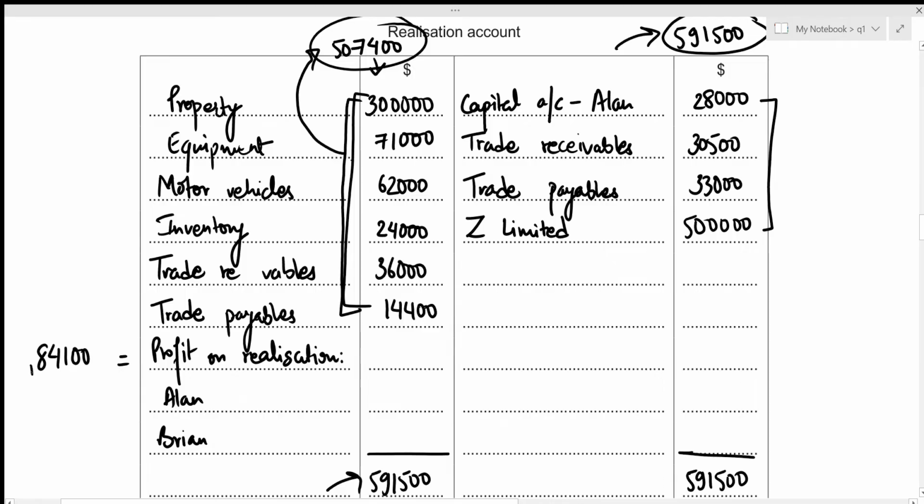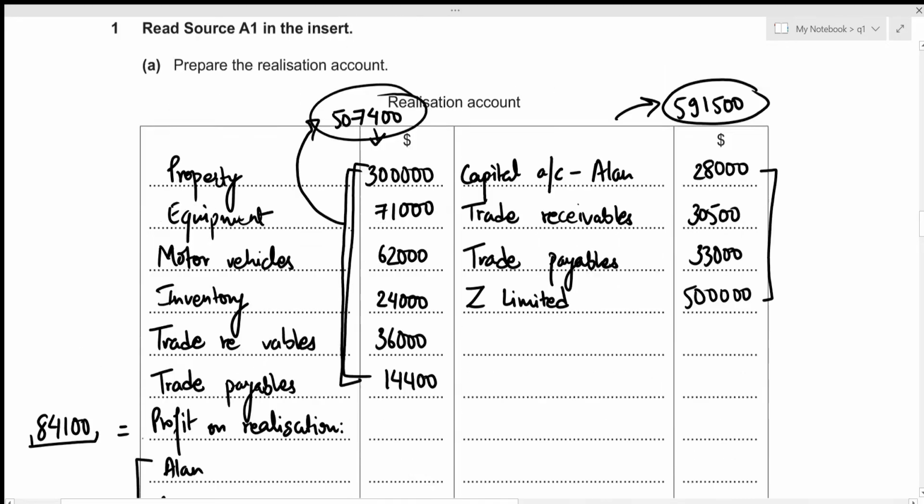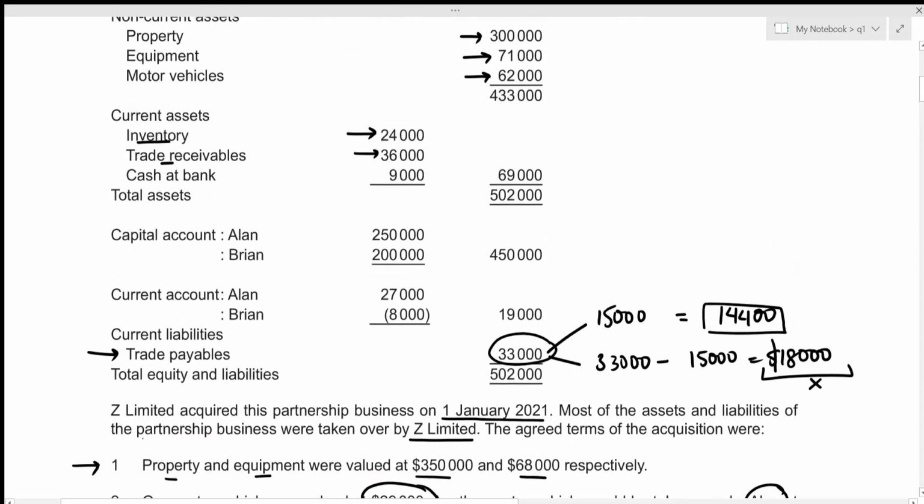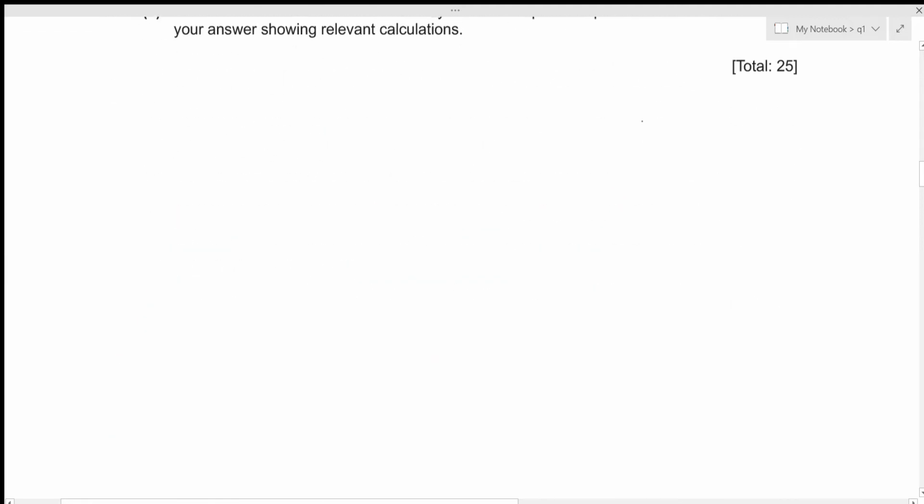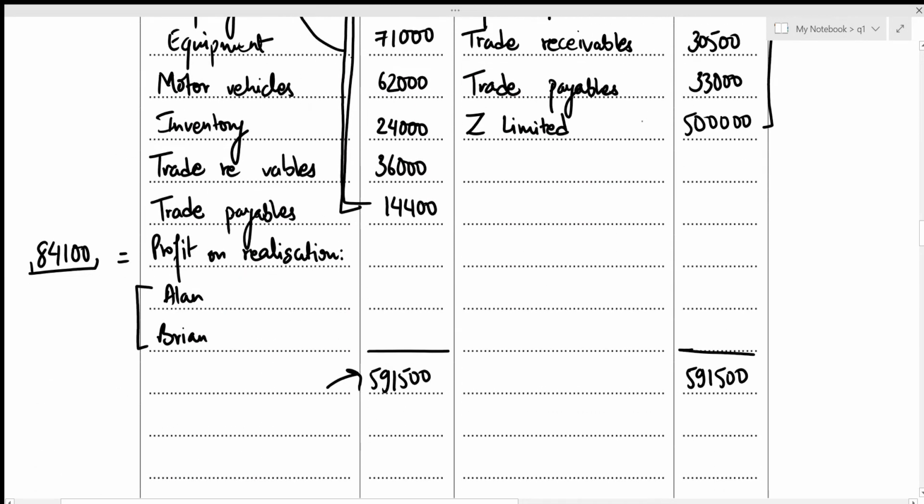Now we need to divide this profit to Alan and Brian on their profit sharing ratio, which was given above. So let's have a look. We were told that profit and loss sharing ratio was 3:1. So out of 5 parts, 3 parts belongs to Alan and 2 parts belongs to Brian. We will use this and figure out each partner's share of profit. For Alan, the total profit on realization is 84,100, right? And 3 parts out of 5 parts belongs to him. So that's times 3 by 5, which gives the share of profit on realization for Alan to be 50,460.